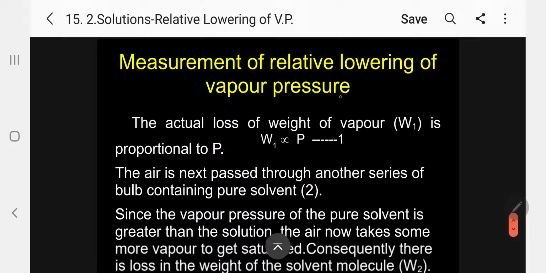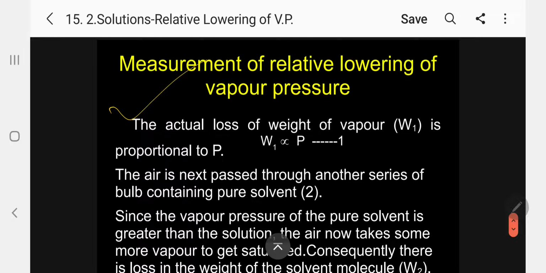So the actual loss of weight of vapor in jar 1, that is W1, is proportional to P. So W1, the loss of weight of vapor in solution, is proportional to P, where P is the vapor pressure of the solution.